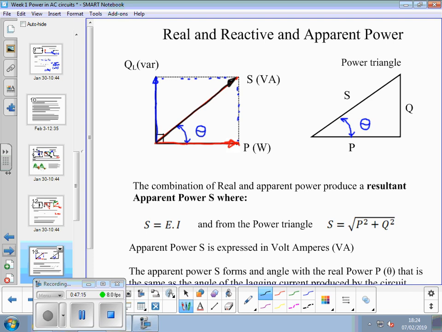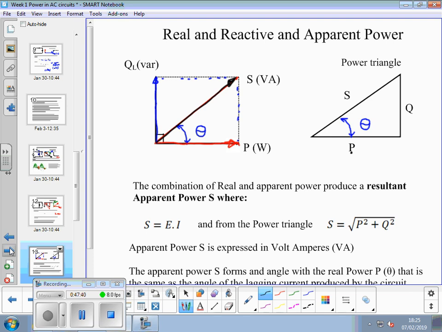Okay, so again we've got this power triangle with P on the horizontal, Q on the vertical, and S on the hypotenuse, and we've got this phase angle theta between the two, and the magnitude of that angle in that triangle and in the current one is going to be the same. Exactly the same angle in degrees or radians.